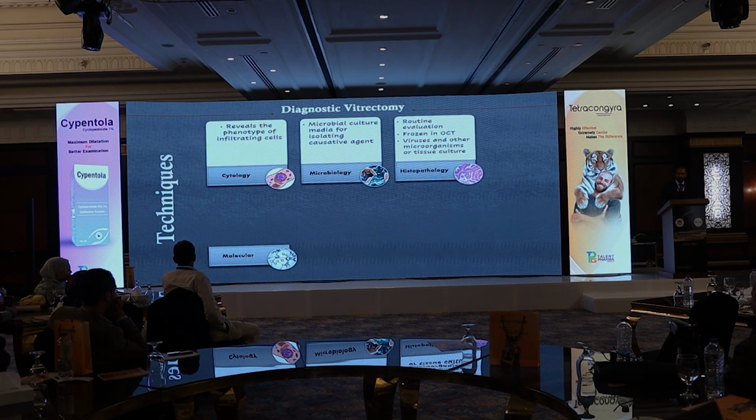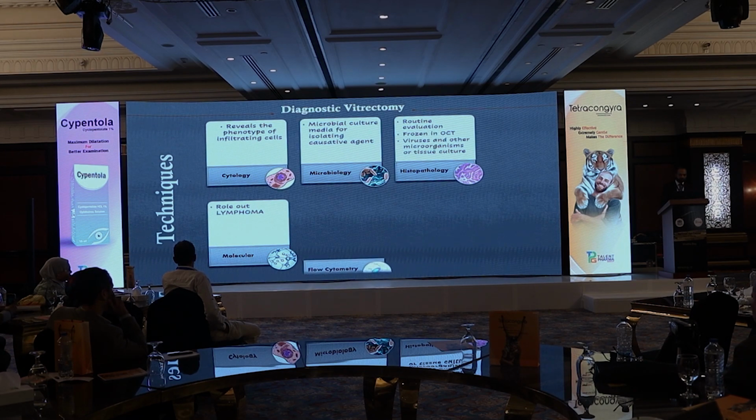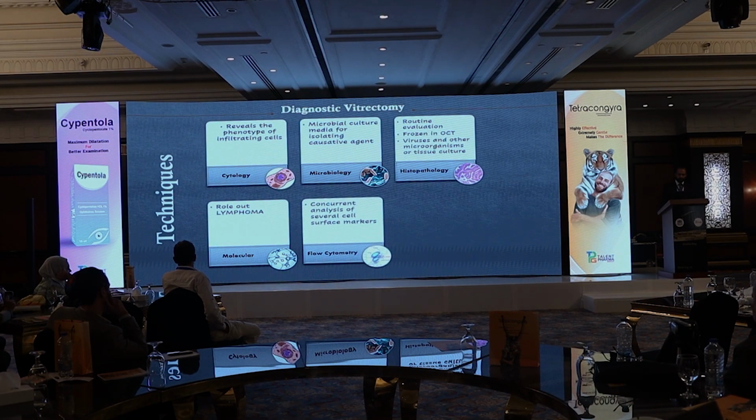Another thing you can do with the vitrectomy sample is molecular testing, mainly to rule out lymphoma. Flow cytometry: the vitreous specimen is centrifuged and resuspended, and the cells after that are counted and stained for antibodies identifying the leukocytes. This is what flow cytometry means, because I didn't know that, so I googled it.